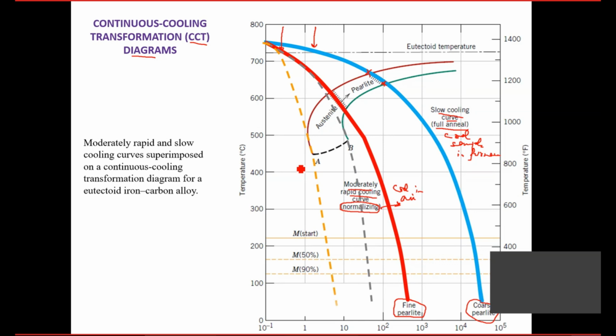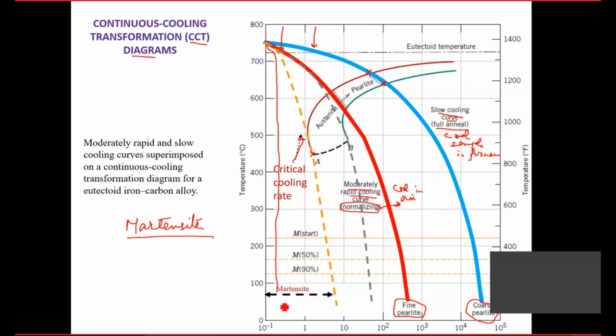This line basically marks the critical cooling rate, the point that touches the start of perlite formation line. So, a cooling rate which is more than this cooling rate would essentially give you which structure? It would give you martensite. So if you look at the bottom, any cooling rate that falls in this category would essentially give you martensite.